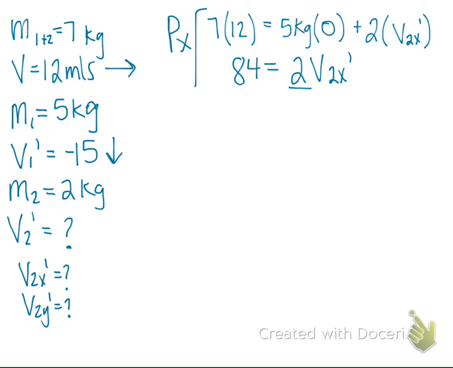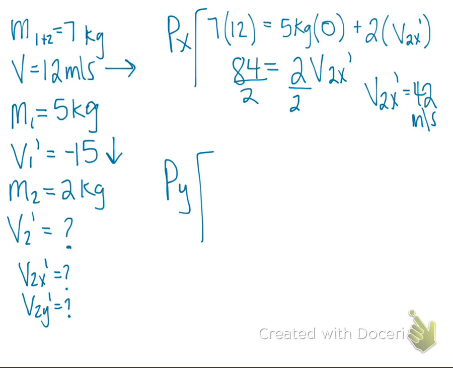Okay, so to get v sub 2 x prime by itself, we'll divide by 2. And that means our x component of that velocity is going to be 42 meters per second. Okay, that's just the x component. We're not done with our problem here. Only the x.